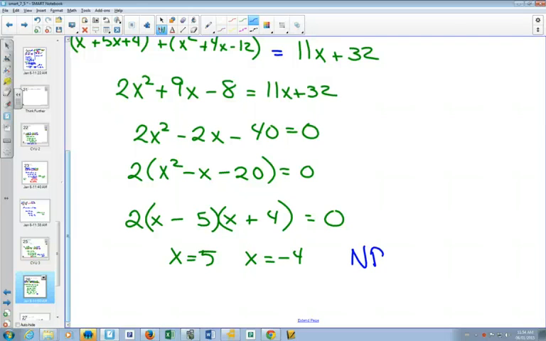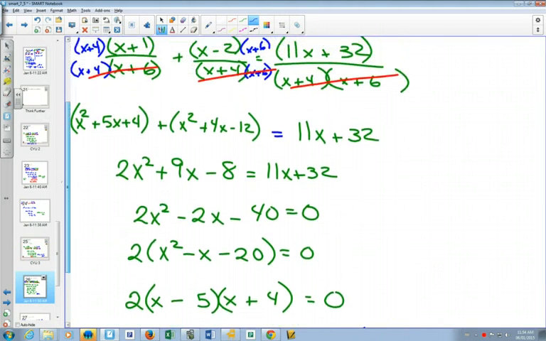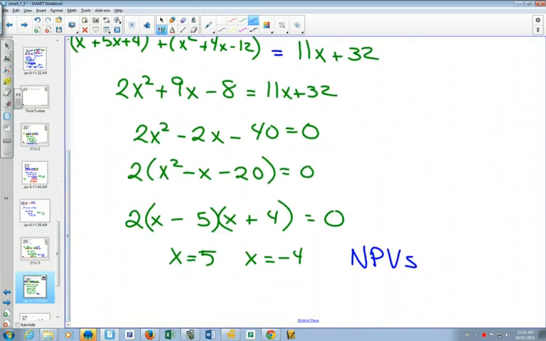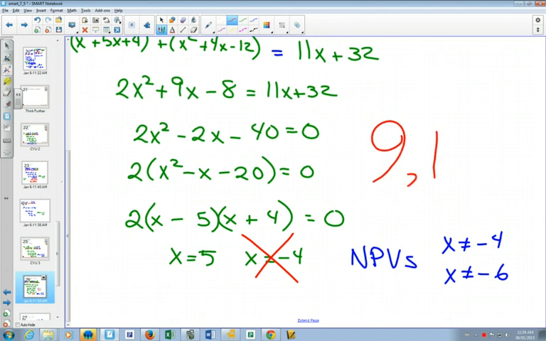What are our non-permissible values? Go back to our original equation when we factored: negative 4 and negative 6. And, oh, boom, got an extraneous root. So x equals 5 is the only answer. And for practice, you can do 9 and 10.